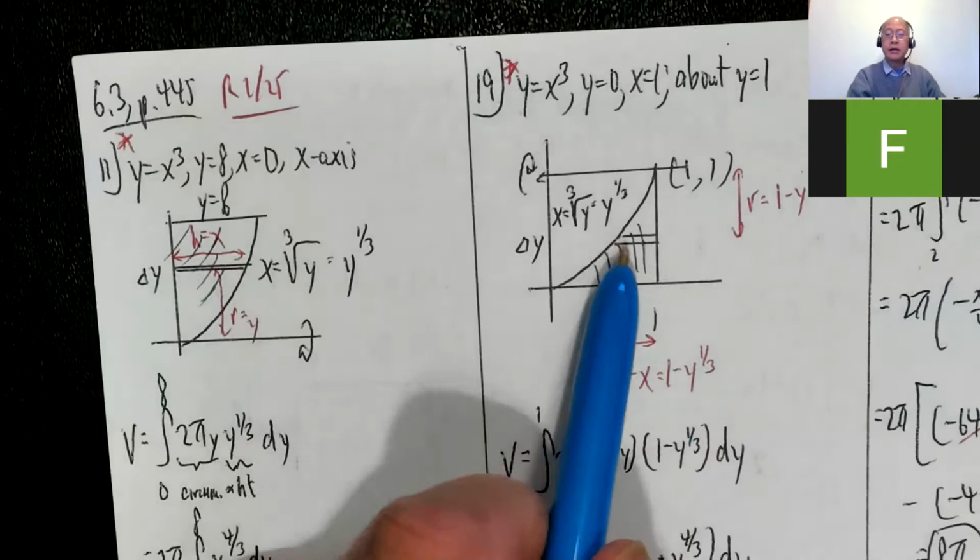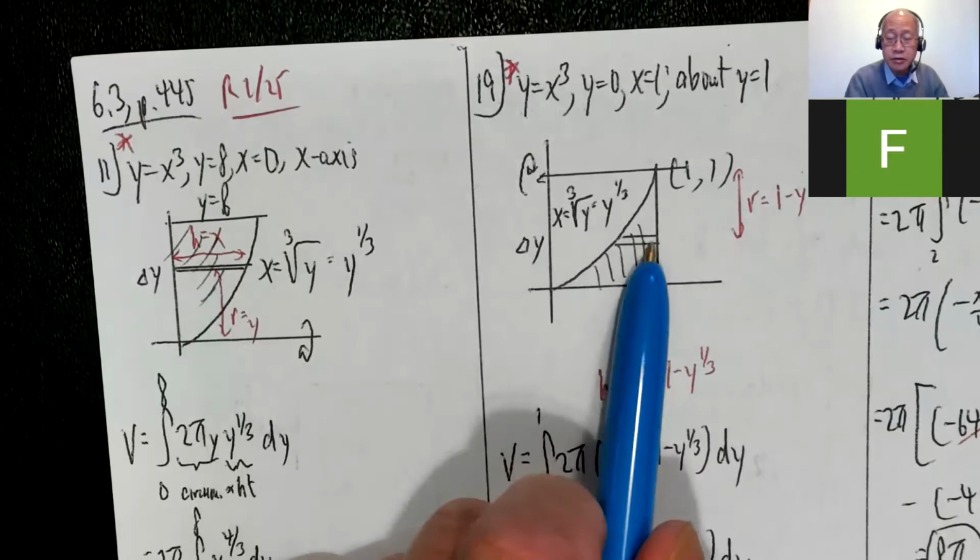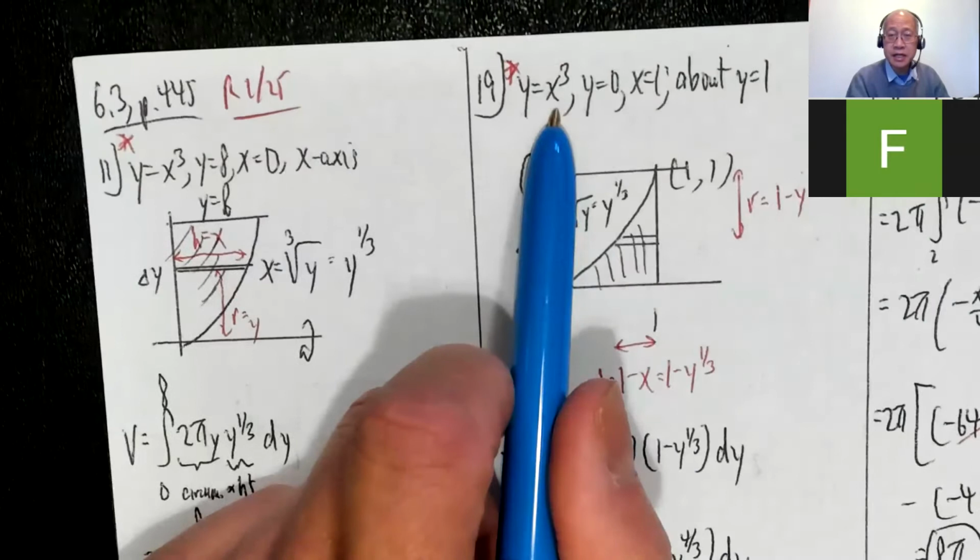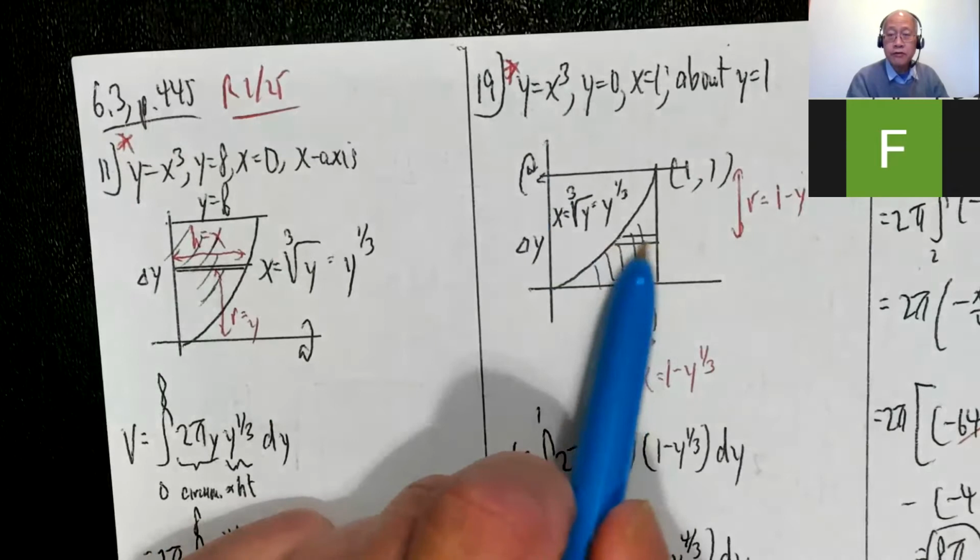And now the height. Okay. Looks like I'm integrating dy because this is a little delta y. So once again, I need to solve for x. Same thing, x is equal to cube root of y, or y to the 1/3. So how far is it from here to here? It's upper minus lower.